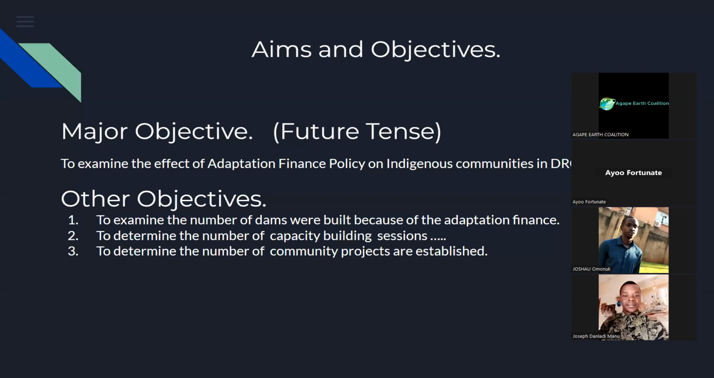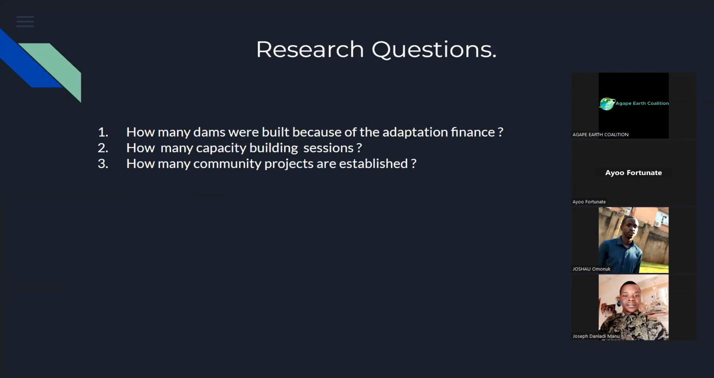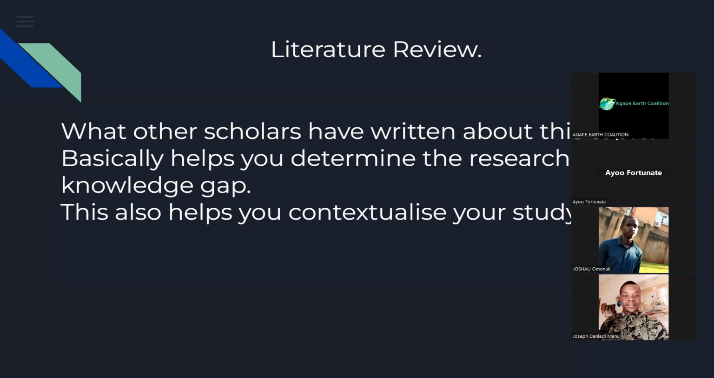And if the other objective was to determine the number of capacity building sessions, that will simply mean the research question will be how many capacity building sessions were carried out. I've tried to simplify the steps in research as much as possible, so we are going to go through them again with another example, so that we can easily know the flow from objective, research topic, research question to the end.